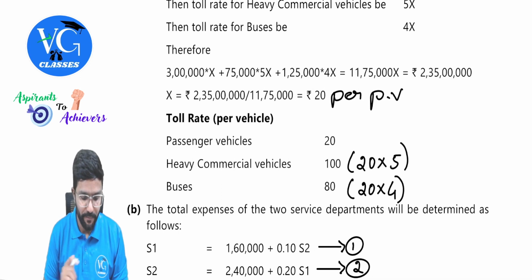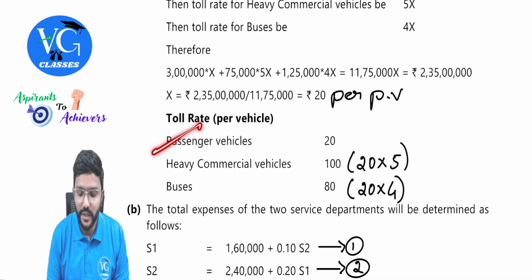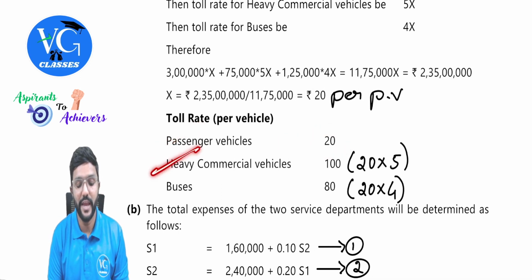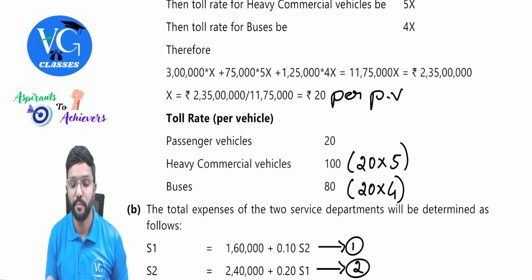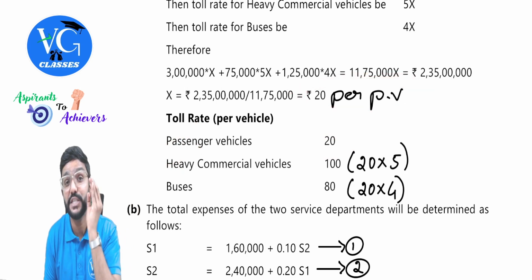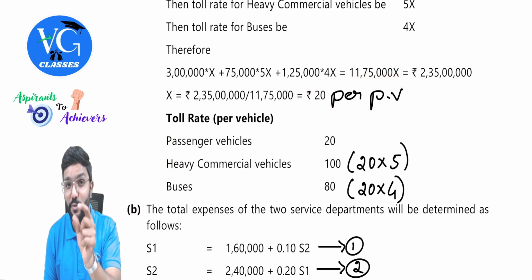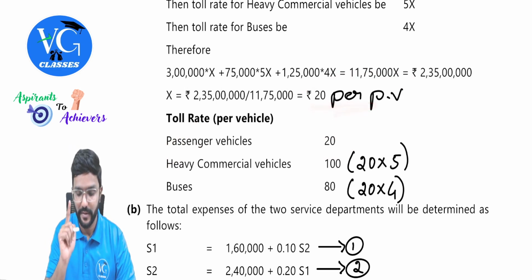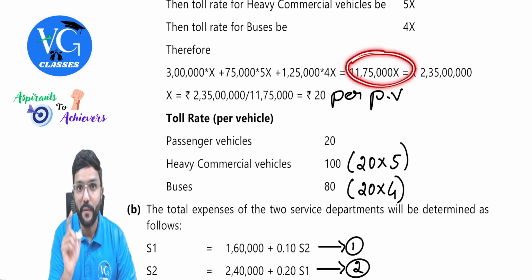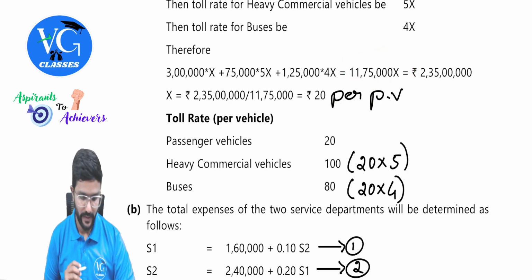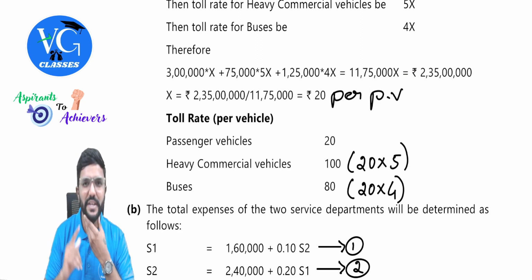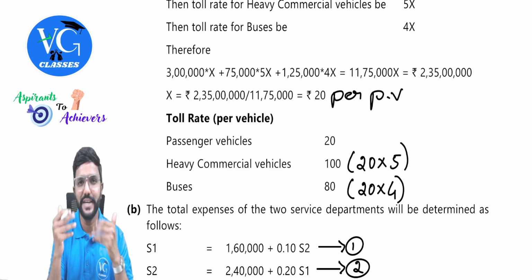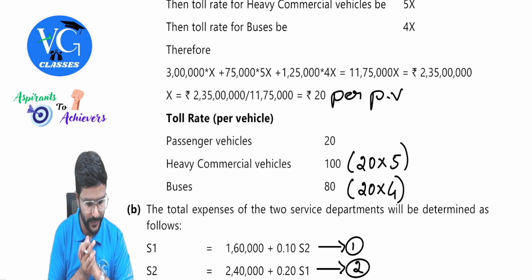Okay. So toll rate per passenger vehicle is 20 rupees. Whereas for heavy commercial vehicles, into 5 we need to do. Please be careful. This is per passenger vehicle, that is equivalent passenger vehicle. Yes, sir. They have not mentioned it, better to write that clearly, guys. Okay. This is nothing but equivalent passenger vehicles, guys. Even in process costing, we used to do equivalent calculation, very similar to that, guys.